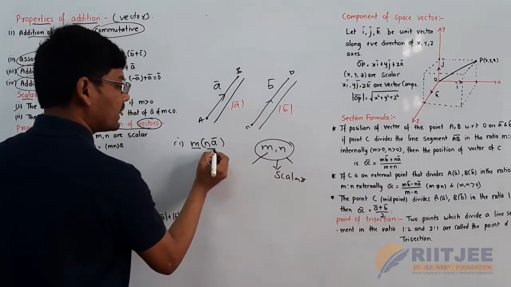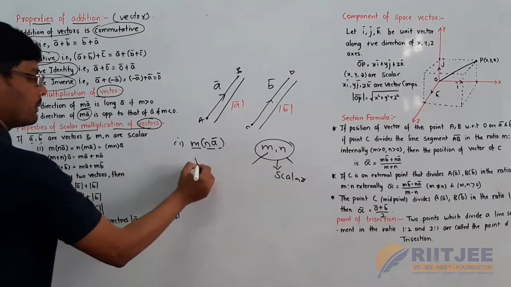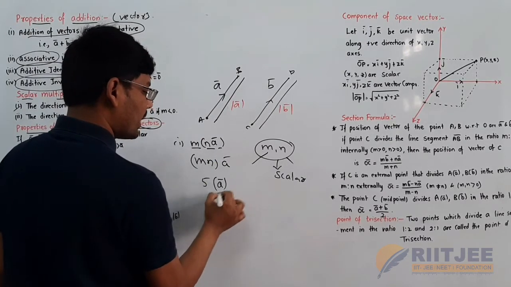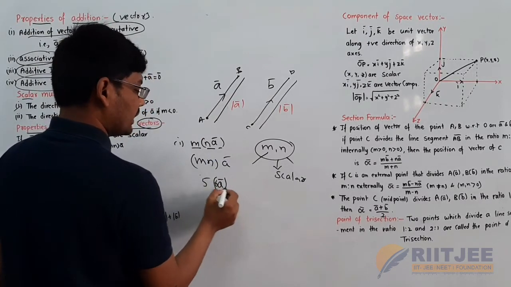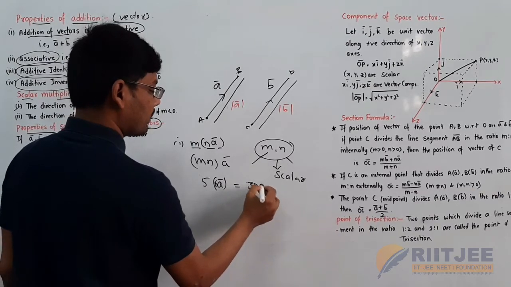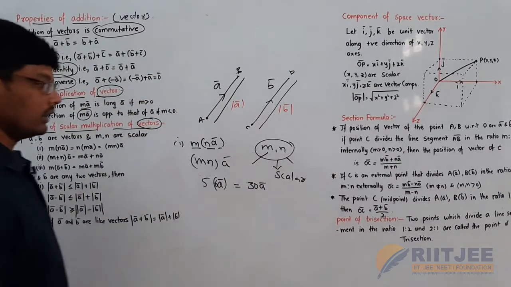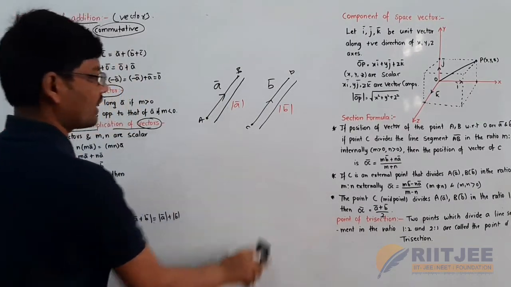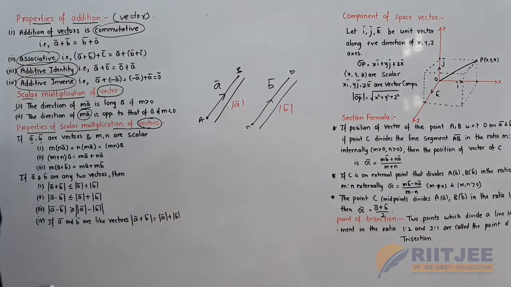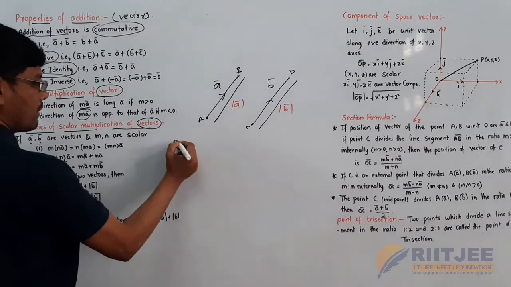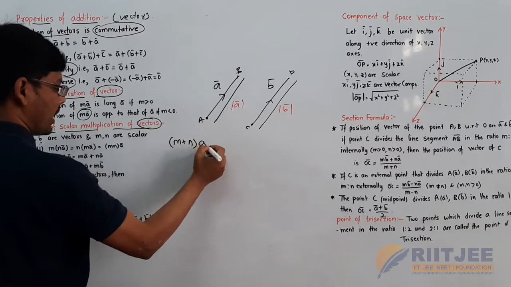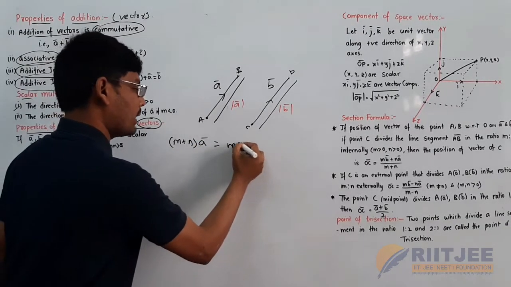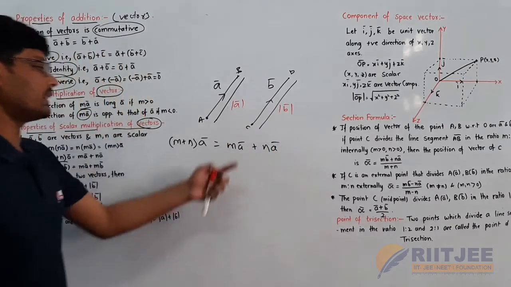So m into n a, you can directly multiply m into n a bar. For example, 5 into 6 a bar, 5 sixes are 30 a bar. Like that you can multiply any scalar multiplication. Where a bar is a vector, the representation of vectors we will discuss in the next topic. Now m plus n into a bar, that is equal to m into a bar plus n into a bar, you can simplify.